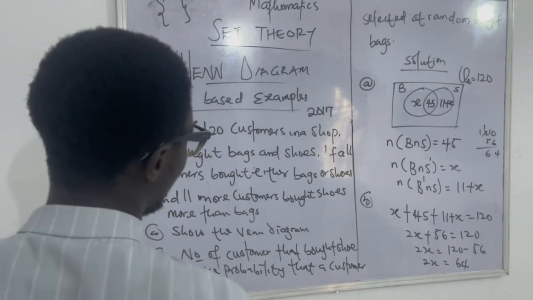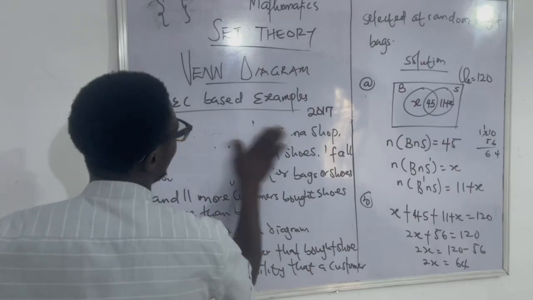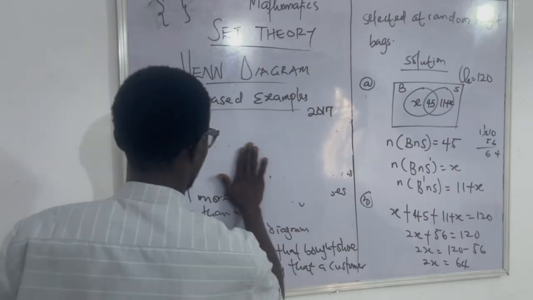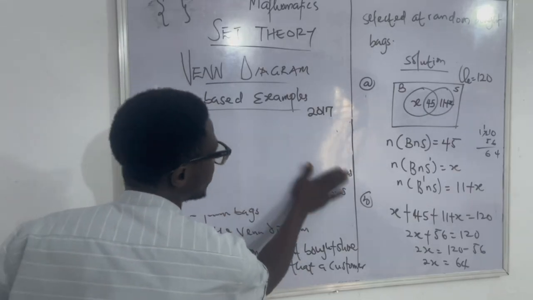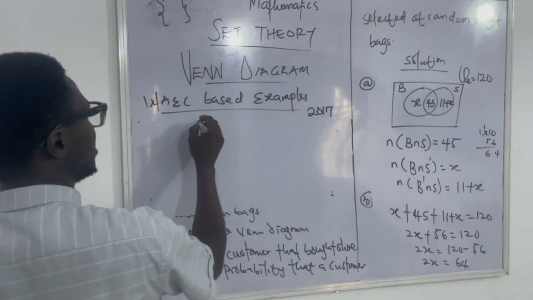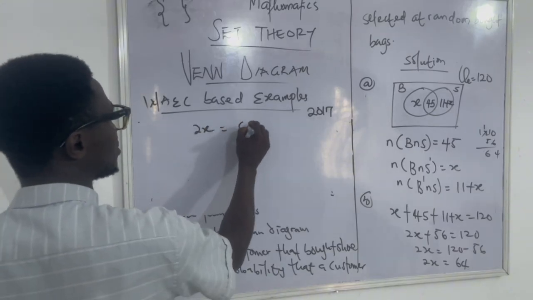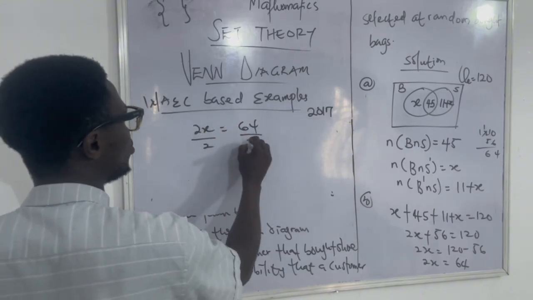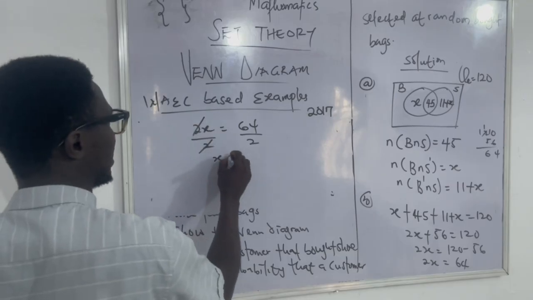So from there, we can rub this. So 2x equals to 64. Divide both sides by 2. So x equals to what?